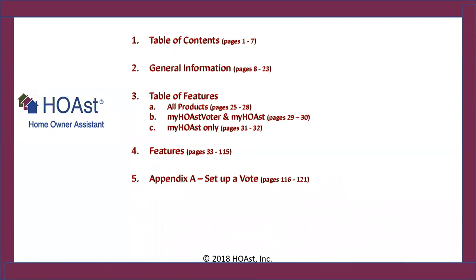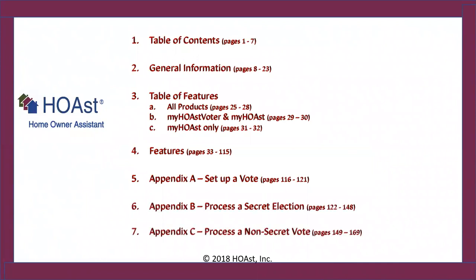And then we're going to talk about the Appendix A, which is how to set up a vote. It's at the tail end of the book. And Appendix B, how to process a secret election. That's the 2-envelope system, the anonymous ballots. And 7 is Appendix C, processing a non-secret vote.